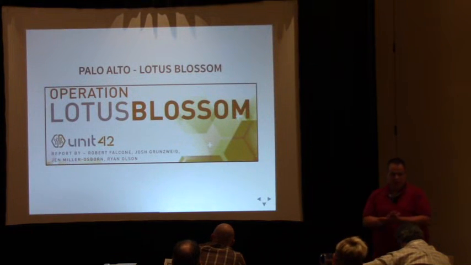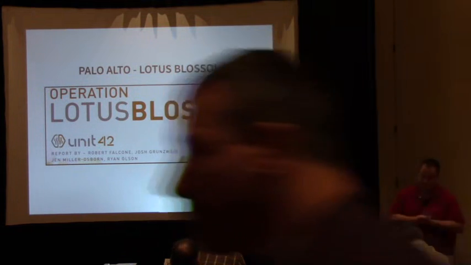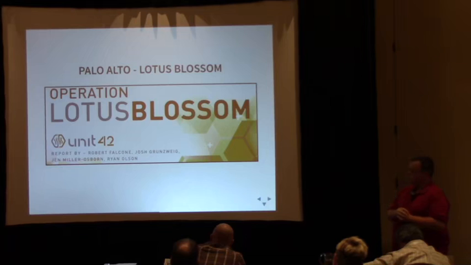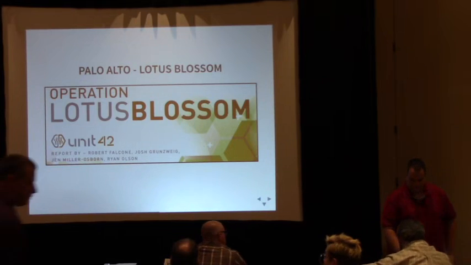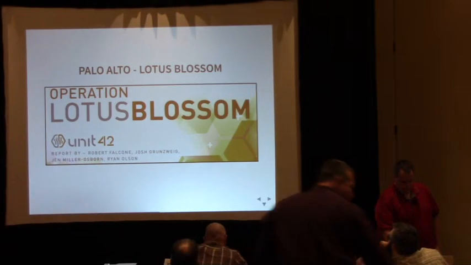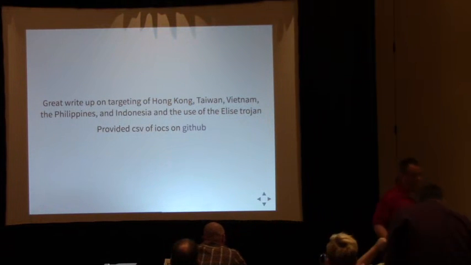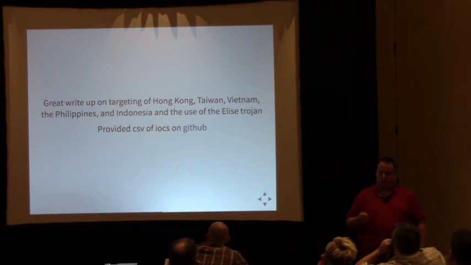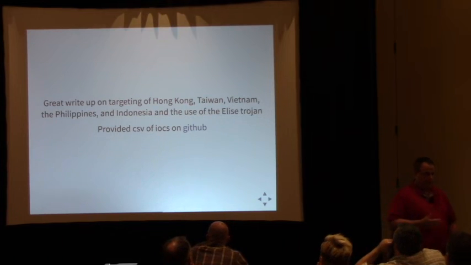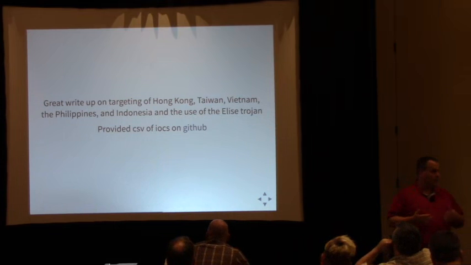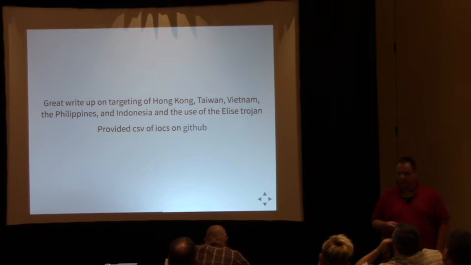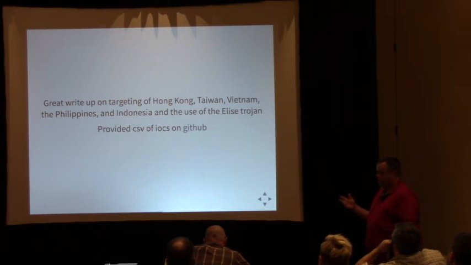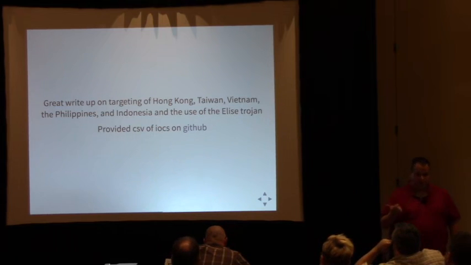So another use case, Palo Alto's Lotus Blossom report. This is a report I believe from last year, around this time of year, maybe a little earlier. This report was actually fantastic. It's about a group that targets Hong Kong, Taiwan, Vietnam, the Philippines, and Indonesia, mainly Southeast Asia, using open source names, the Elise Trojan. What was great is they provided a CSV of IOCs on GitHub.